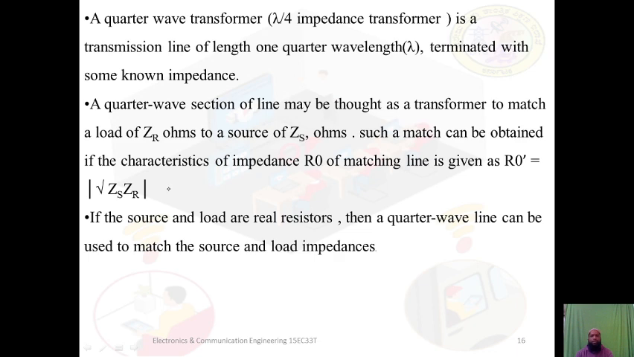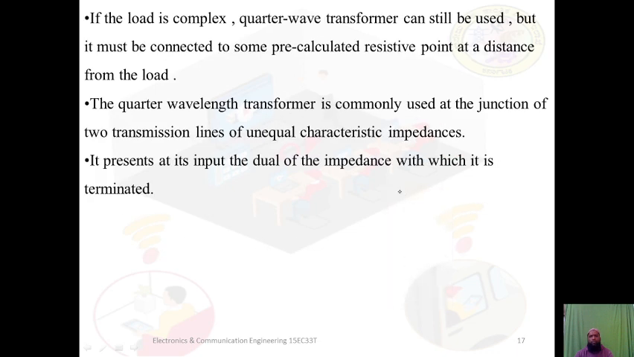Okay. So if the source and load are real resistors, this quarter wave transformer is used only to match real impedances. It can be used to match complex impedances, but it is preferable for matching only real impedances. To match complex impedances, we use single stub matching or double stub matching. If the load is complex, the quarter wave transformer can still be used, but it must be connected to some pre-calculated resistive point at a distance from the load.